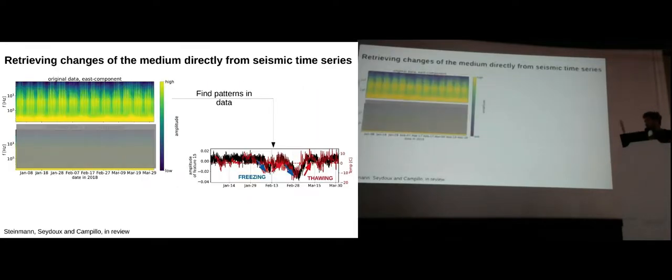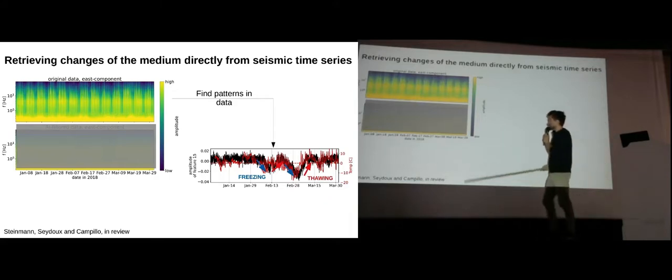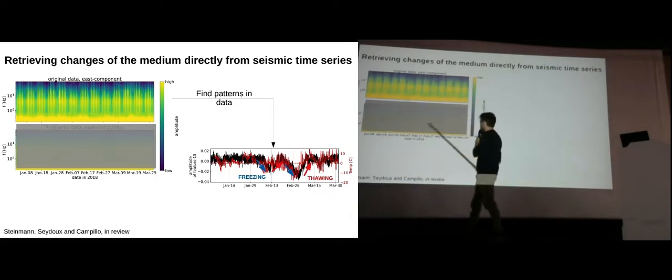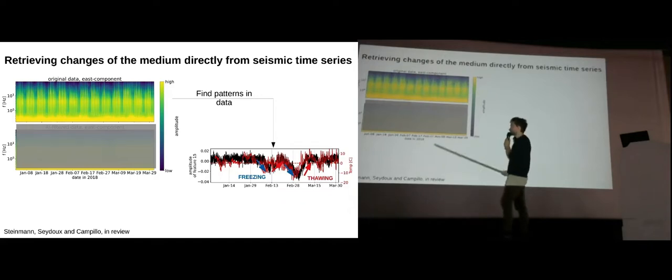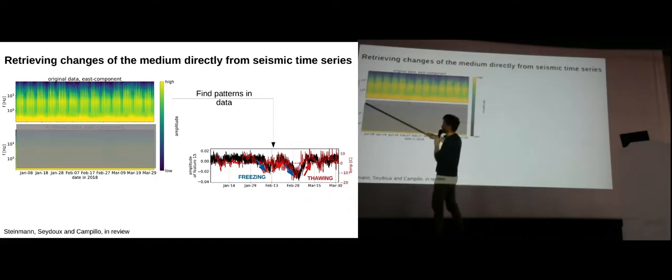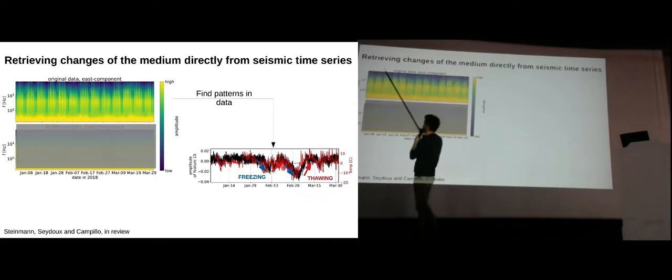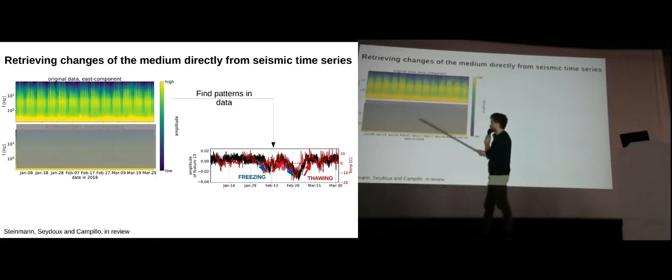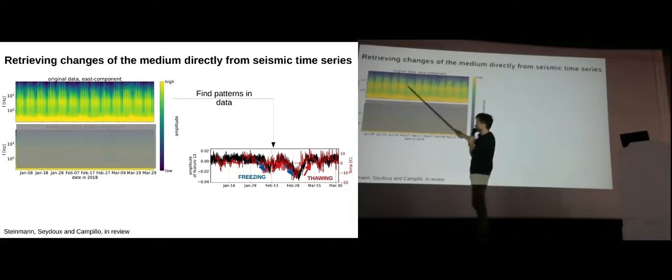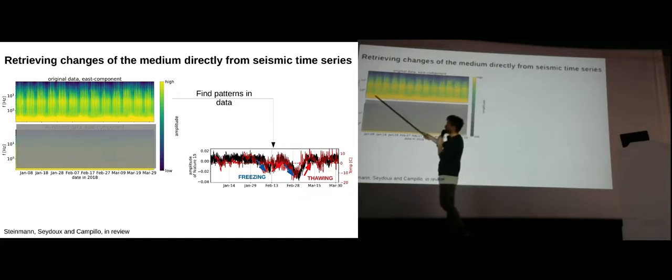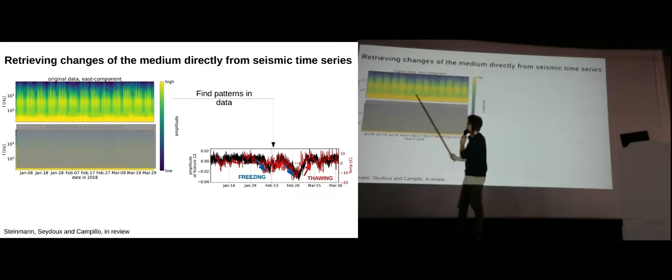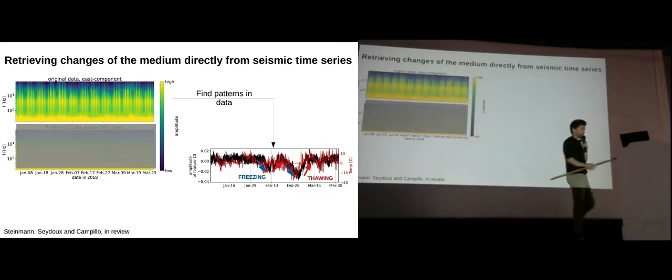The idea was: can we detect this kind of medium change directly from the seismic time series without doing cross correlation, spectral whitening, stacking, and so on? That's the original data, again from January to April 2018. Here you see the frequency range from 0.1 to almost 100 hertz, which is the sampling frequency. In the original east component data, you see these fringes due to day and night and due to week and weekend. So it's the urban imprint in the seismic data.